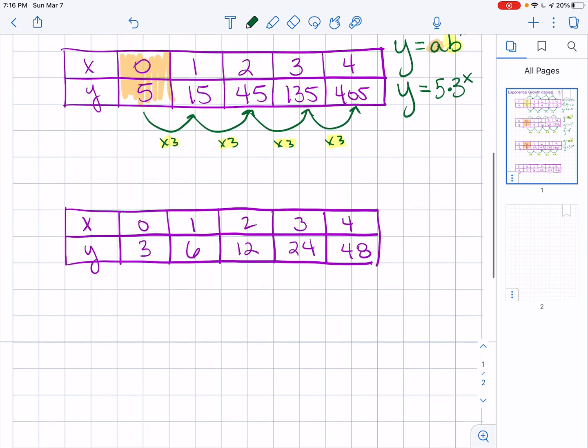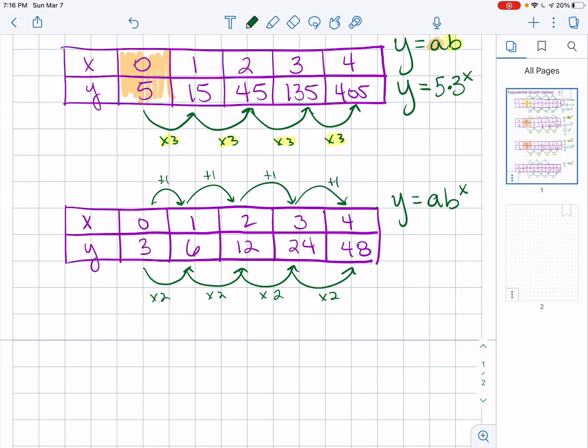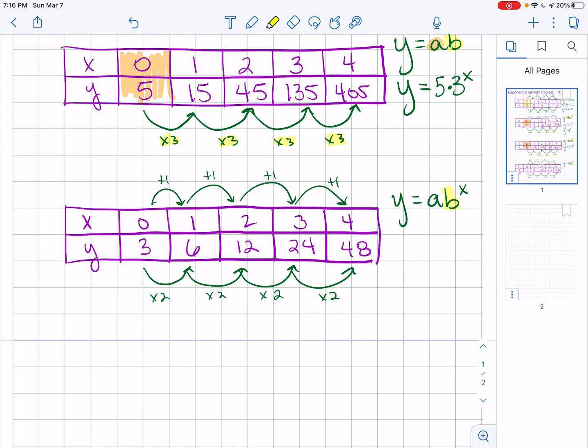One last example to look at here. Again, we're using y equals a times b to the x. I'm going to try to see if I can figure out how my y value is changing. So it looks like I'm doing times 2 each time. It's doubling. My x value is increasing by 1. So I know that my base here, my growth factor, is going to be 2 based on how this is growing. So y equals something times 2 to the x power.